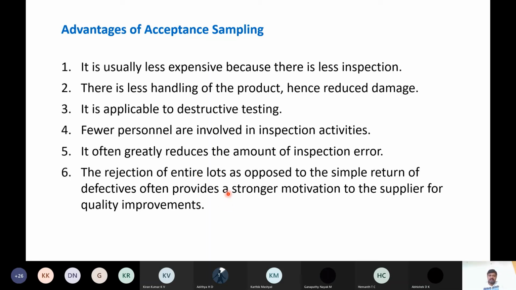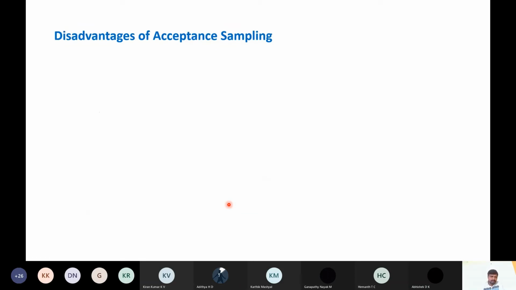It may also lead to a disadvantage, since you are making a decision based on only a few units. The supplier may be dissatisfied with your approach and may stop supplying components to you. So there is this disadvantage also.